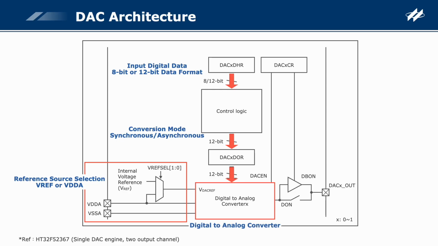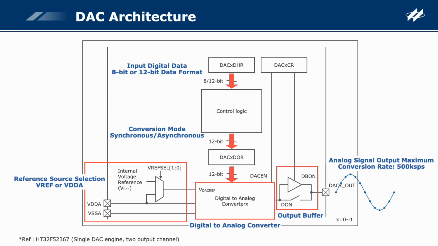Then the DAC starts a digital to analog conversion and generates the corresponding analog voltage based on the digital data value and the reference voltage, and then decides whether to output or not according to the DAC N-bit setting. After the conversion is completed, the analog signal can be selected whether to pass through the buffer or not. The buffer is used to enhance the driving capability of the analog signal and improve the signal stability and interference immunity. Finally, an analog signal with a conversion rate of up to 500 kilosamples per second can be observed at the DAC I/O output pin.